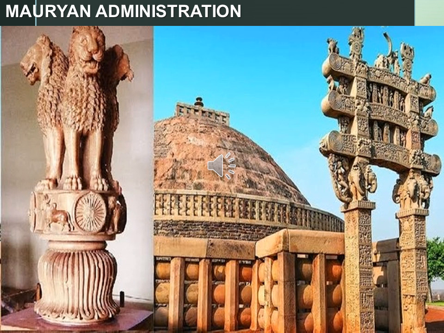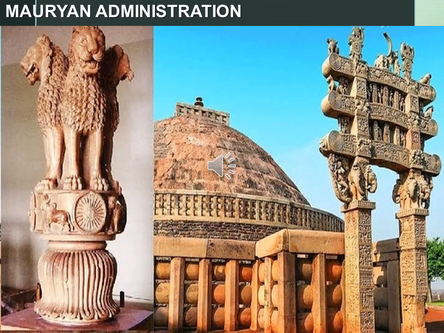So we discussed three kings from the Mauryan Empire: Chandragupta Maurya, Bindusara, then Ashoka. Don't confuse Bimbisara with Bindusara. Bindusara was the Mauryan king, the father of our great Ashoka.